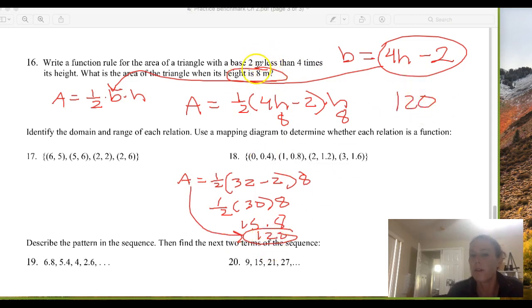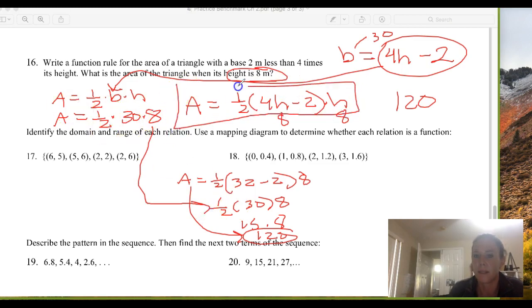Okay, another way you could have done this is you could have gone area is 1/2 base times height. And if you knew the height was 8, you could have plugged it in here. You could have gone 8 times 4 is 32, 32 minus 2 is 30. So the base is 30 and the height is 8. So area is 1/2 times your base, which is 30, times your height, which is 8, which is what we ended up getting right here anyways. So you could have done it that way. But we want to see this, okay?